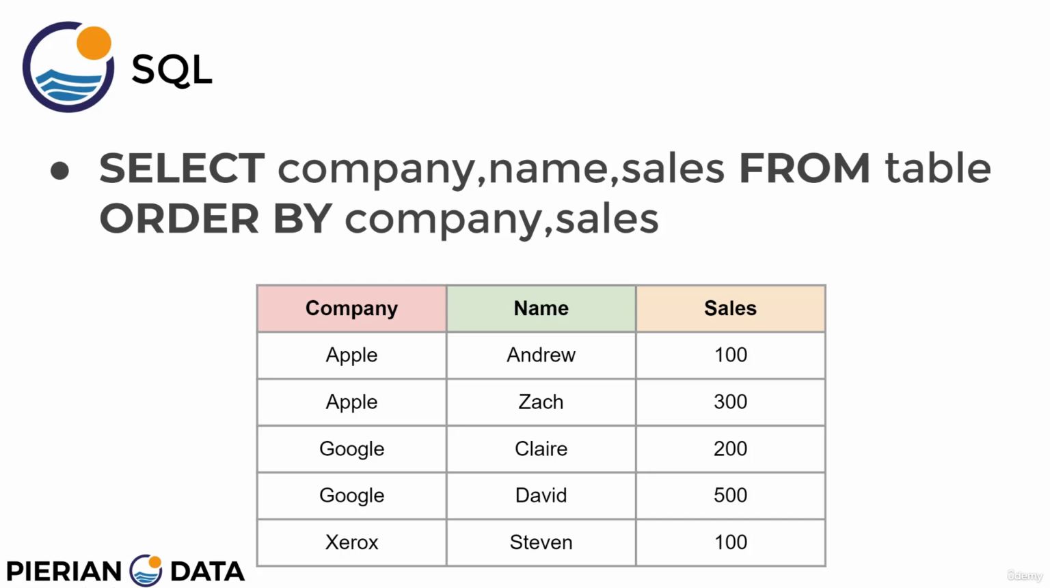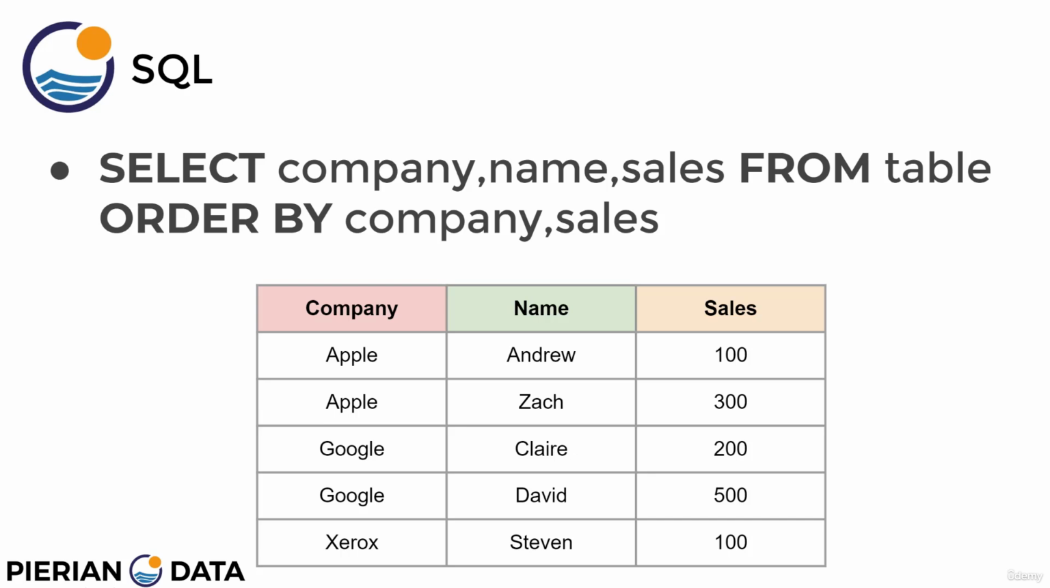Well, it means we sort everything first based off the company column. Notice we have Apple coming in first in alphabetical order, then Google, and then Xerox. The corresponding names also get lined up. However, we can then also order by the sales. After you've done the sorting based off the company column, which makes sense because there are duplicate values there, within that particular company we do a second ordering, which is by the sales column. Note the sales are now in ascending order for each individual within the same company. So we see Andrew with 100, and then Zach with 300. And for Google, we see Claire with 200, and then David with 500.